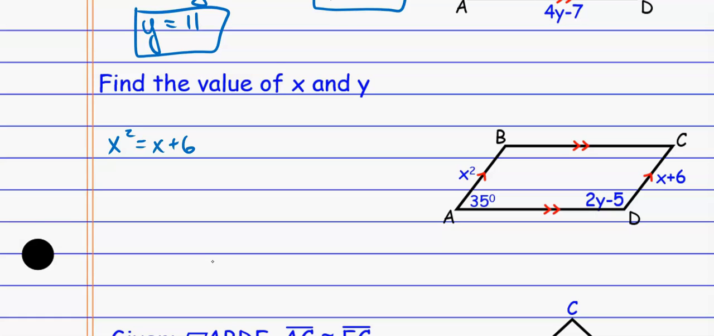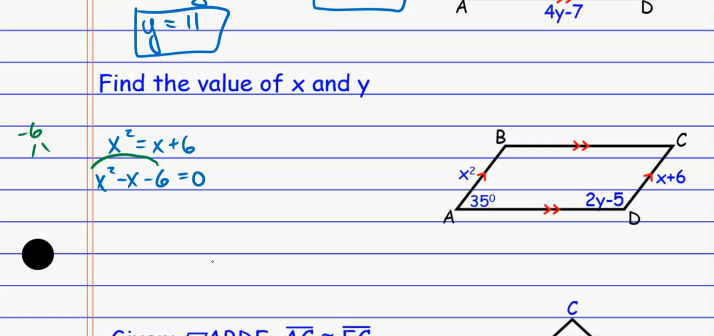And this one, because there's an x squared, this is a quadratic. Remember, quadratics, we want to get 0 on one side, so I'm going to subtract the x and the 6. And then you have to solve this by factoring, completing the square, or the quadratic formula. Always try factoring first. Back to our algebra skills here.